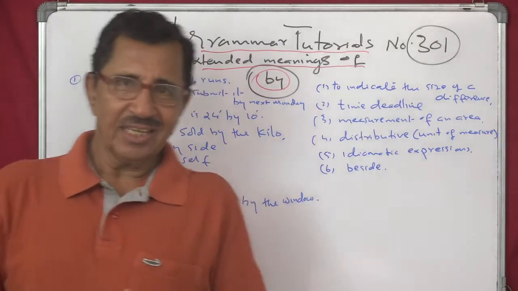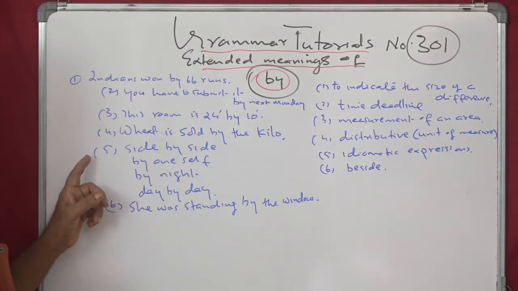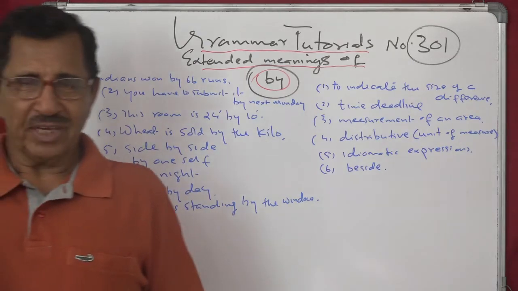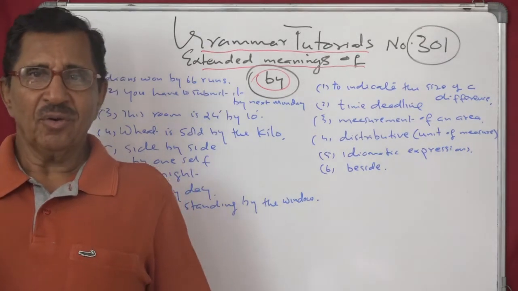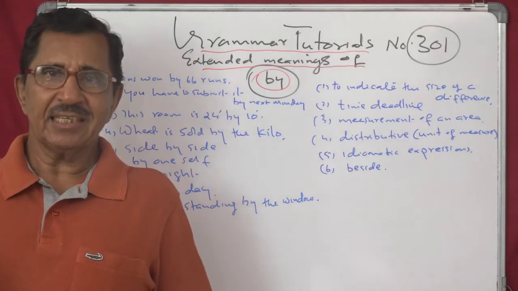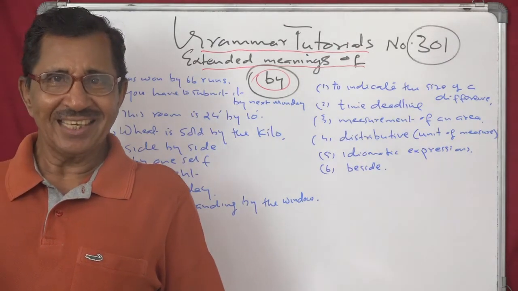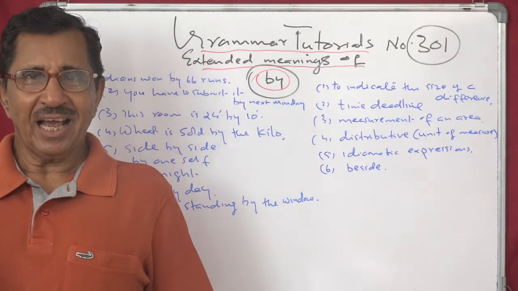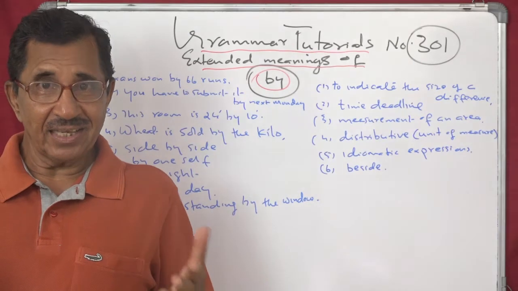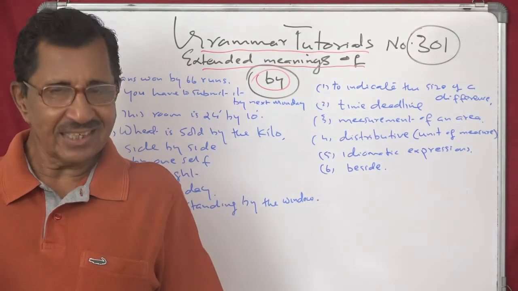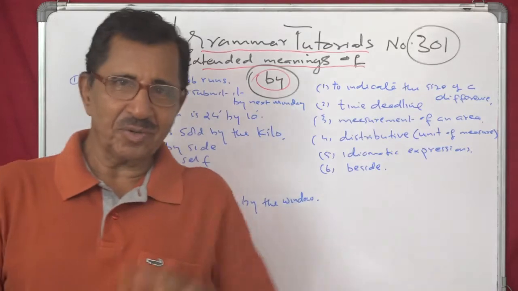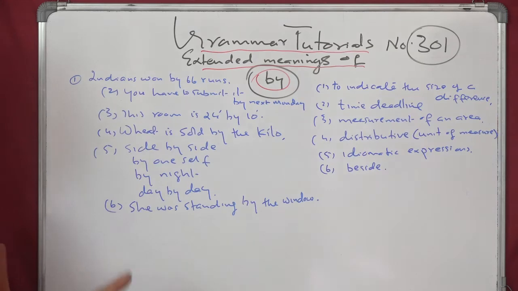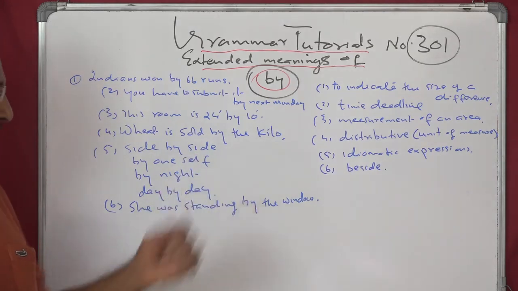And next, the fourth is the distributive use, or unit of measurement. For example, wheat is sold by the kilo. Oranges are sold by the dozen. Mosambi is sold by the dozen or by the kilo. Apples are sold by the kilo or by the dozen. So that's unit of measurement, "by the". Not an instrumental role, you can see; that's the basic meaning of "by", but here it is different.